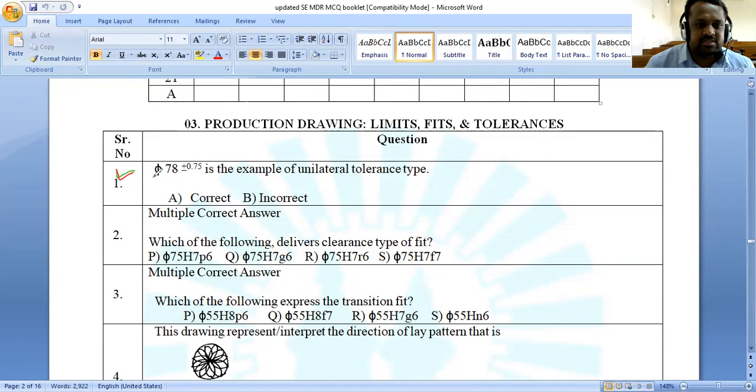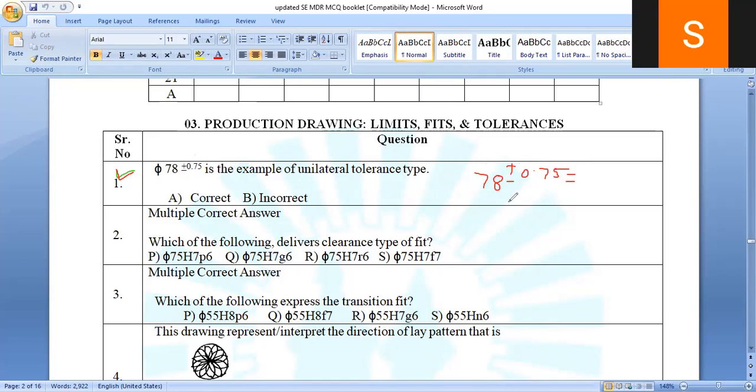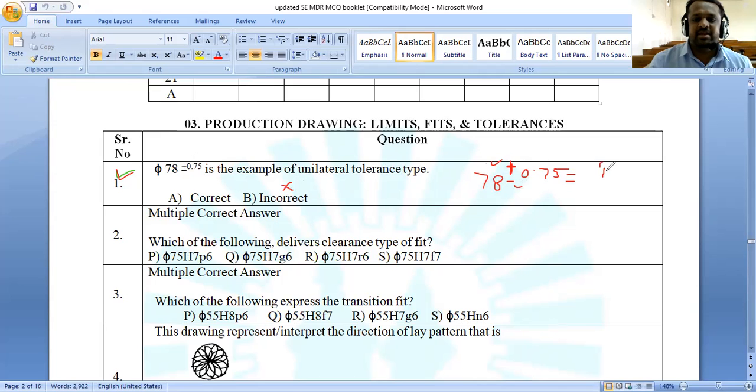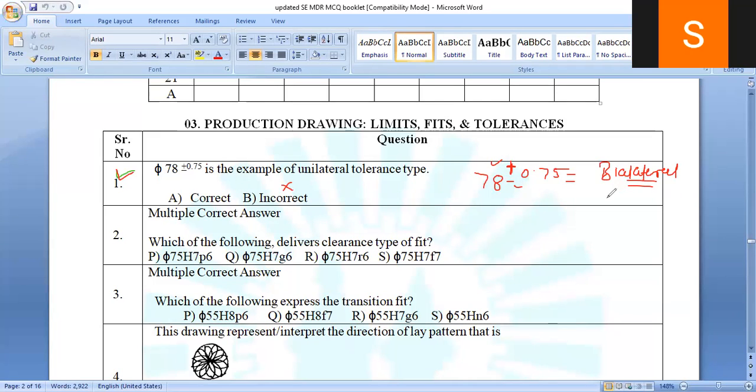Question number 1: 78 plus minus 0.75 is an example of the unilateral tolerance. Now see that 78 plus minus 0.75. Is it the unilateral or bilateral tolerance type? Bilateral. Why is it bilateral? Because we have shown the tolerance on both sides, plus side as well as the negative side, so it is bilateral. So the statement is incorrect. It is bilateral. Okay, yes, sir.